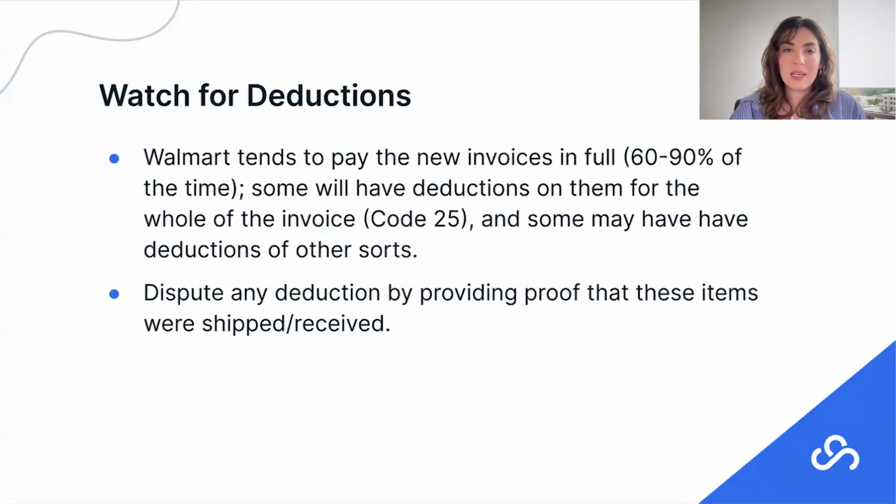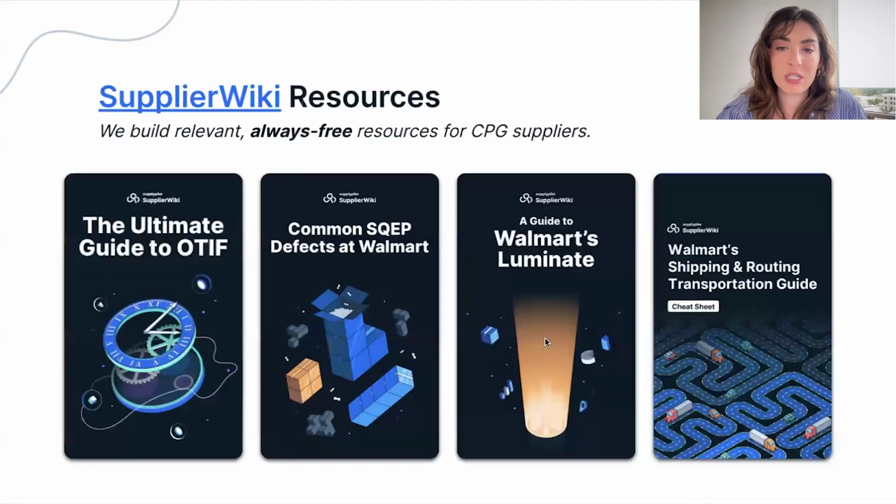All right, last thing, I know I've mentioned this a little bit, but here are just some of the call outs that we have learned when helping suppliers rebill for these deductions. Walmart does tend to pay new invoices in full. Some will have deductions on them for the whole invoice. So you may need to dispute that, but essentially dispute any deduction if you're seeing one come through by providing proof that these items were shipped and received and that there was an overage that occurred, so you can actually attach that rebilling information as well.